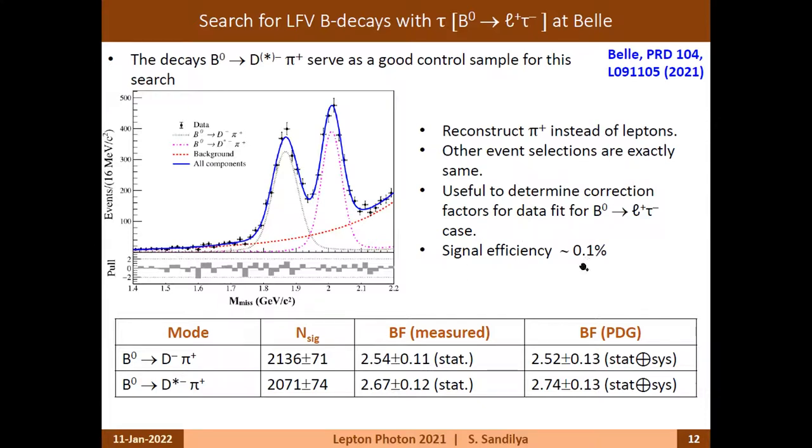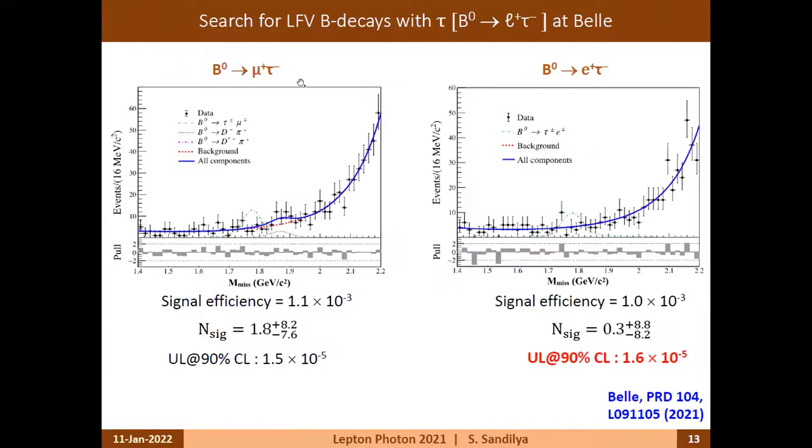Here the signal efficiency is around 0.1%. And we validated by deducing the branching fraction and comparing it to the PDG value, which is found to be very consistent. So this is the result for B going to mu tau and B going to e tau. And the signal efficiency is around 1.1×10^-3 in both decay modes. And here the tagging efficiency is also taken into account. And the upper limit is found for mu tau and e tau roughly around the same, 1.5×10^-5. And for e tau, this is the most stringent limit.